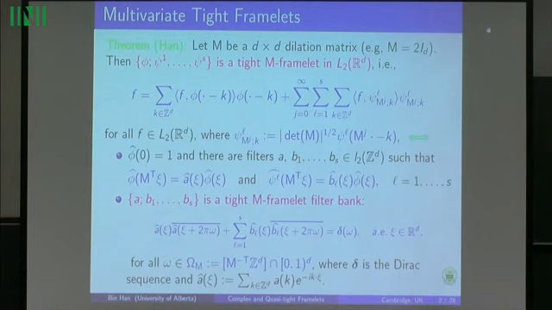So, basically, we're starting with a filter bank, basically a sequence of filters. They satisfy these complicated nonlinear equations. That's why we call it a tight M-framelet filter bank, meaning they satisfy these identities. If they satisfy this condition and we have a tight framelet filter bank, then we can define a refinement function through this relation here.